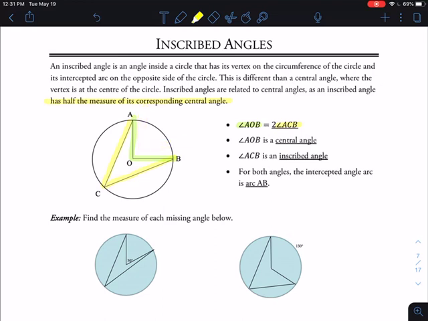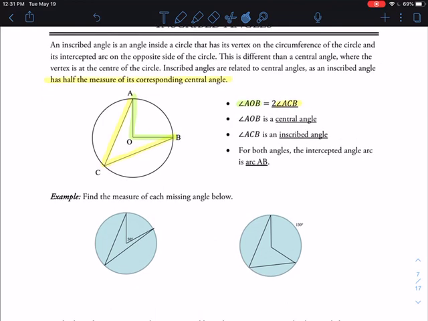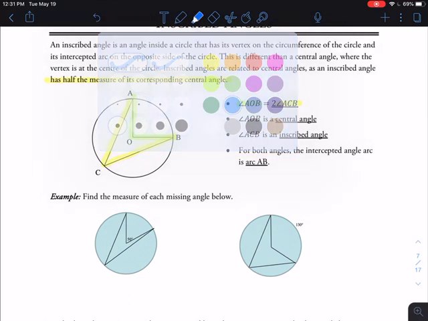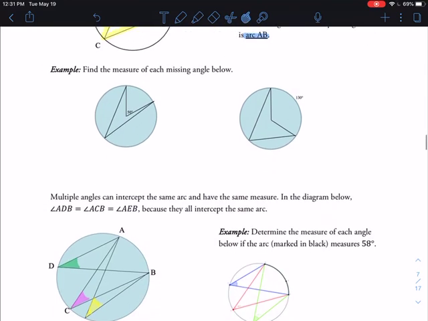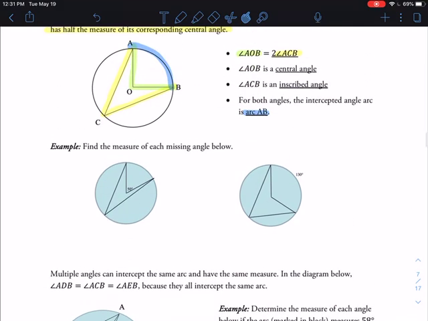We can see that AOB is a central angle and ACB is an inscribed angle. And in both cases, the intercepted arc, I'm going to use a third color here, is arc AB. So they both share that intercepted arc, and we're going to see the importance of that quite a bit during this lesson. All right, so find the measure of each missing angle below.